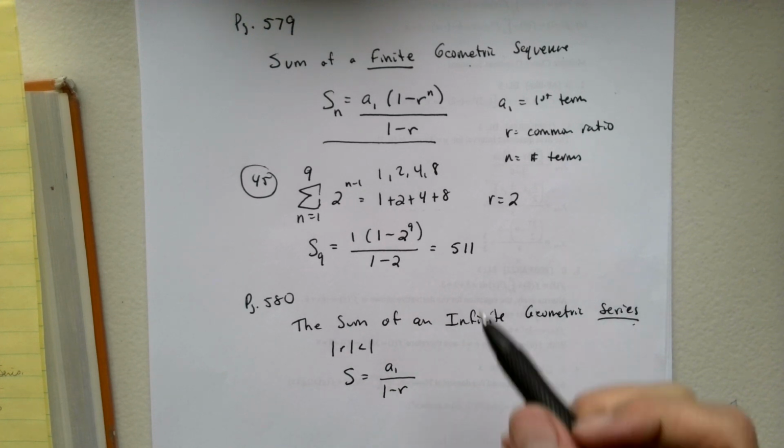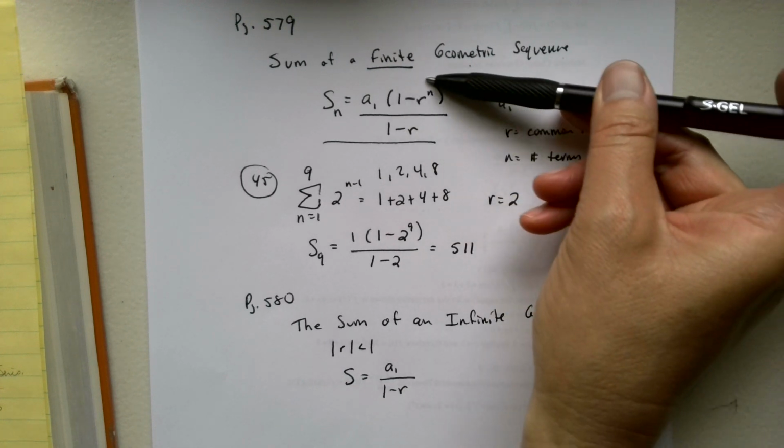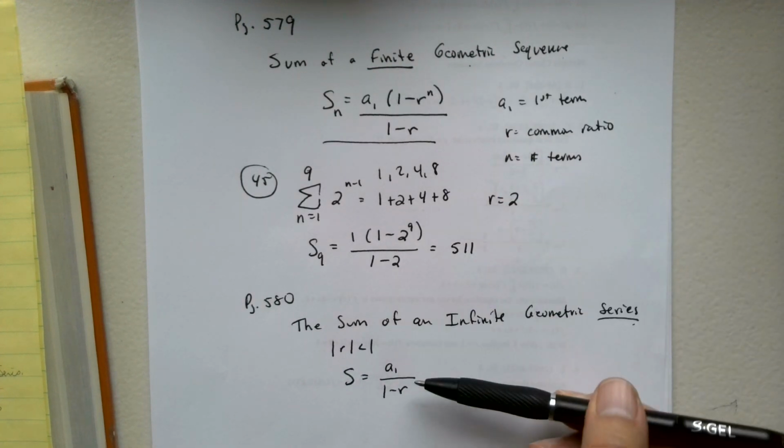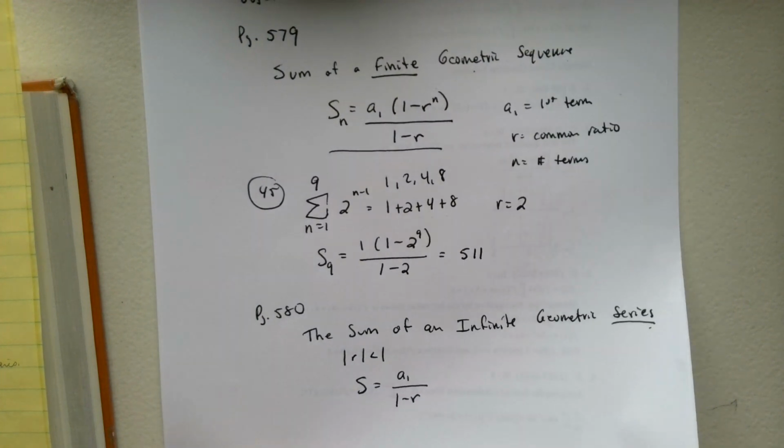And so really the only difference in these two formulas is you don't have this top part in the numerator when you're talking about infinite. Now again, this only works if your common ratio is less than 1. So let's talk about that for a minute.